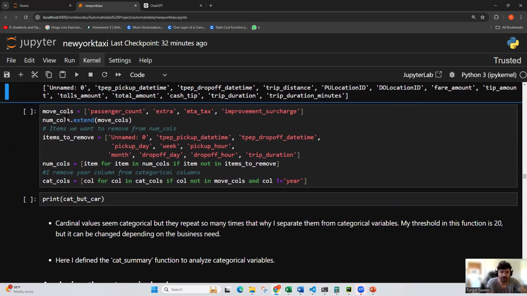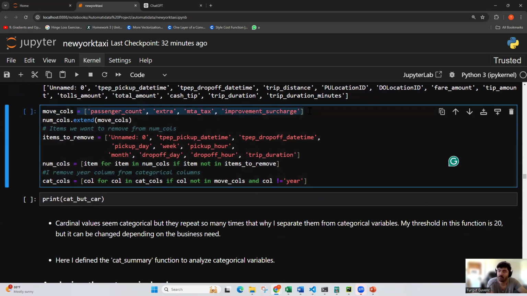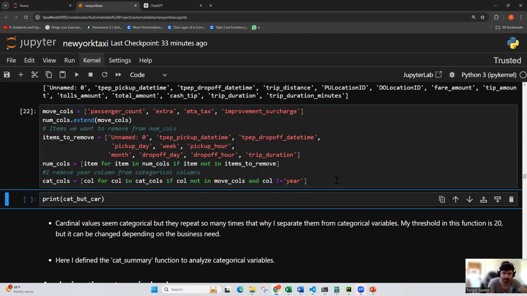We understand it, right? Then when we remove columns, these need to move from the numerical columns, as I mentioned before. What I'm saying is, this is just a list method: extend numerical columns with the new remove columns. It intends to remove, I don't want to see these datetimes, and week, pickup hours, months, drop off date, drop off hours. Okay, so this is it. And then I'm moving those into the category columns as well.